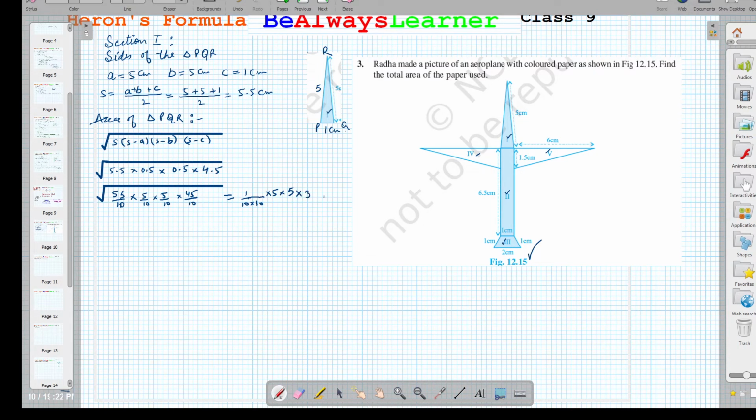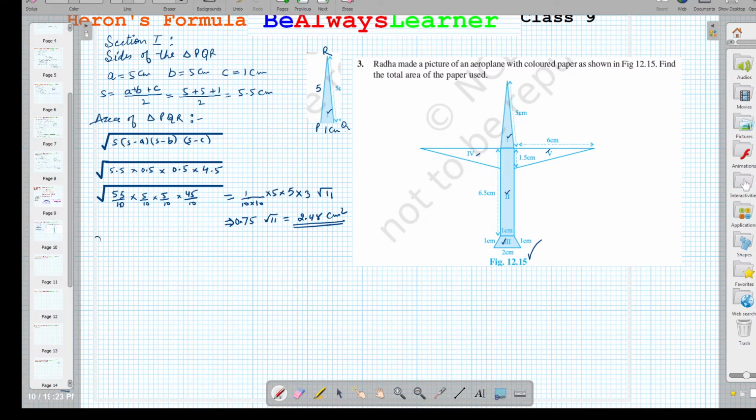And now 3 is also there. In the square root we are having 11. After multiplying all these, 5 fives are 25 and 3 fives are 15, so it is 0.75 square root 11. After finding the square root of 11, we have 2.48 centimeter square. So this is the section 1 area.